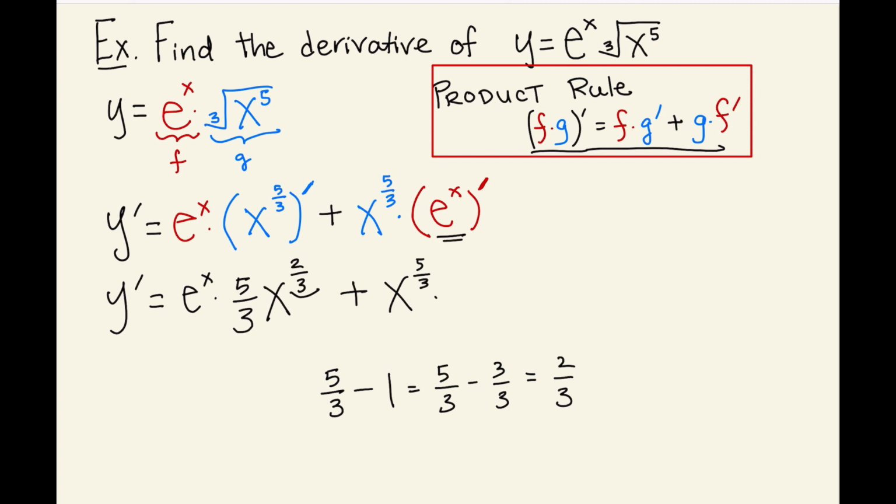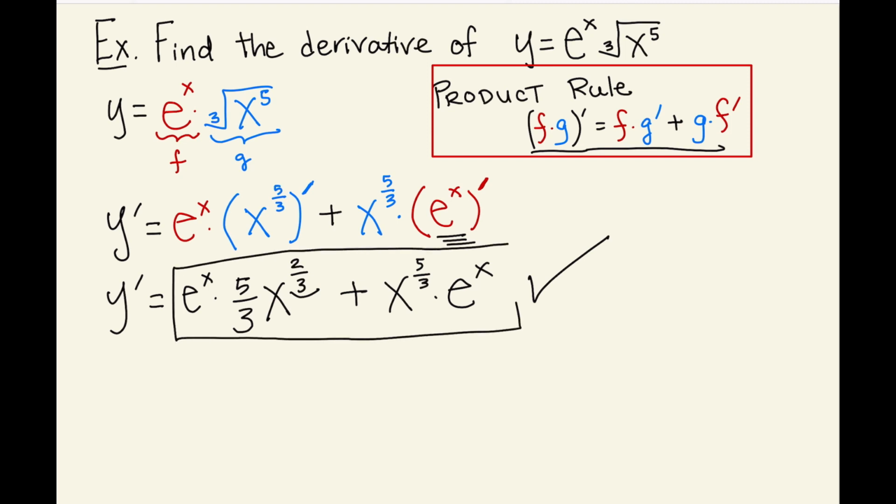The derivative of the exponential function is just itself, so e to the x. Okay, you can actually stop there. That is the correct derivative. You can also continue and do a little more simplification. So we see that there's an e to the x appearing in both terms. So you could factor that out if you wanted to, and you'd have e to the x times 5/3 x to the 2/3 plus x to the 5/3.